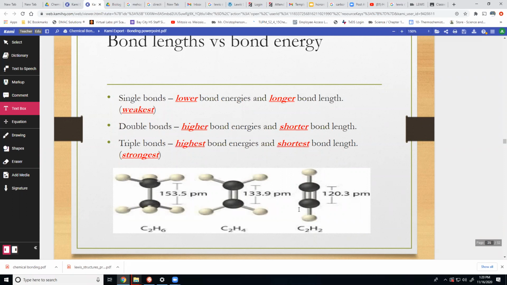If you think of a triple bond, we have 6 electrons making up that triple bond. So that really pulls in the 2 nuclei of the atoms that are bonding. It kind of shortens it, and then they're able to be attracted to each other more, so that makes it a stronger bond also.